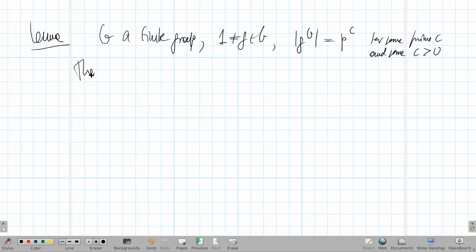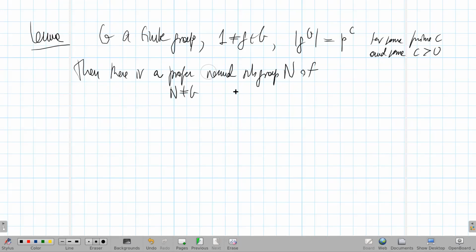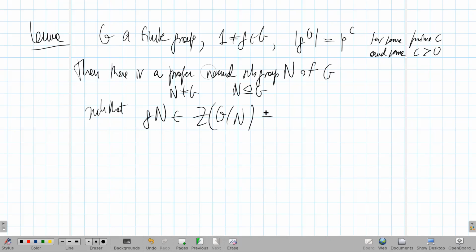Okay. Then our claim is there is a proper normal subgroup N of G. So proper means that N is different from G, and normal means normal, such that gN, an element of the quotient group G over N, is actually in the center, okay?